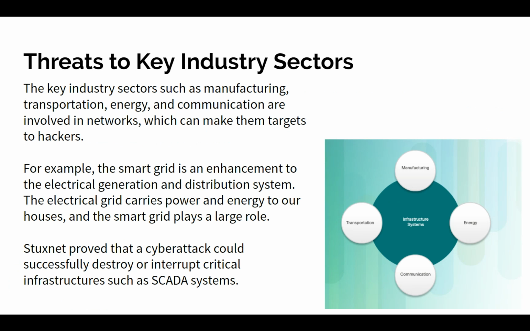Threats to key industry sectors. The key industry sectors such as manufacturing, transportation, energy, and communication are involved in networks, which can make them targets to hackers. For example, the smart grid is an enhancement to the electrical generation and distribution system. The electrical grid carries power and energy to our houses, and the smart grid plays a large role. Attacks have happened on large industries in the past.